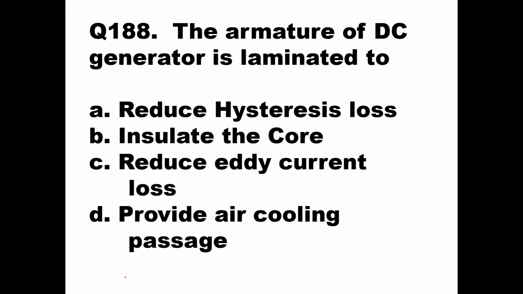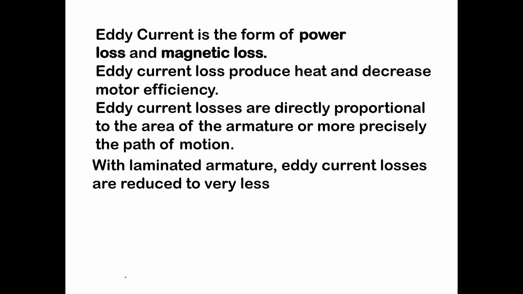Question number 188. The armature of a DC generator is laminated to what? Okay. Now, whenever we laminate armature winding or transformer winding or any type of winding in electromagnetic mutual induction concepts, it is to reduce the eddy current loss only. So always remember that whenever something is laminated in mutual induction, it is going to reduce the eddy current loss. That is option C, the right answer over here.